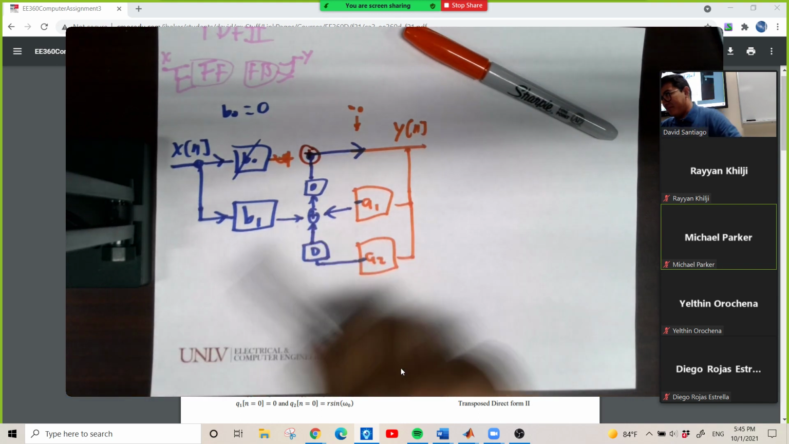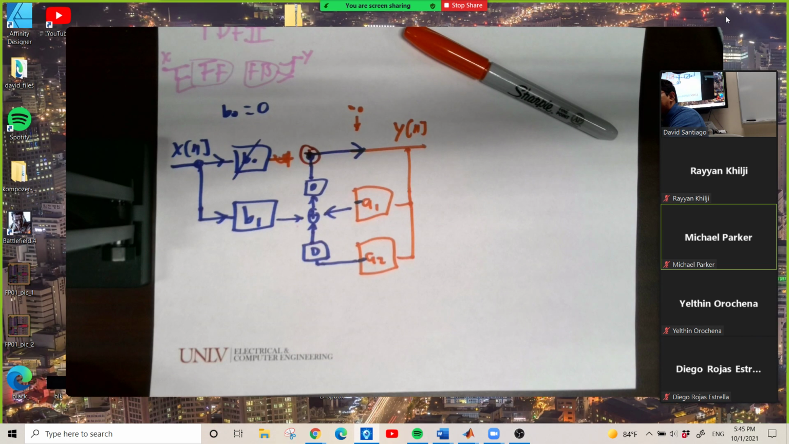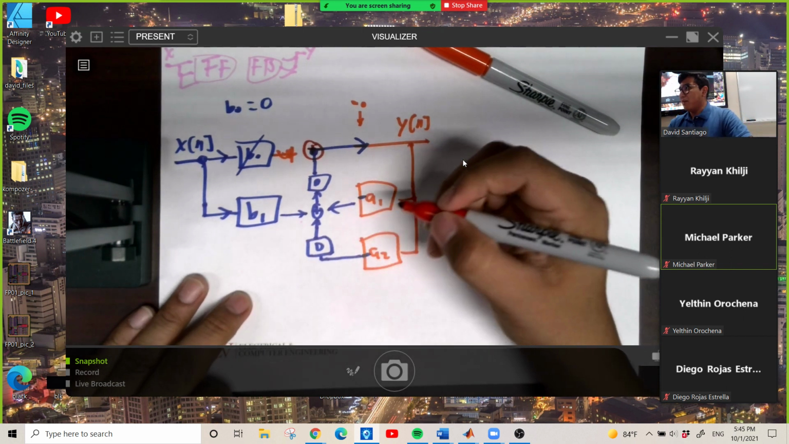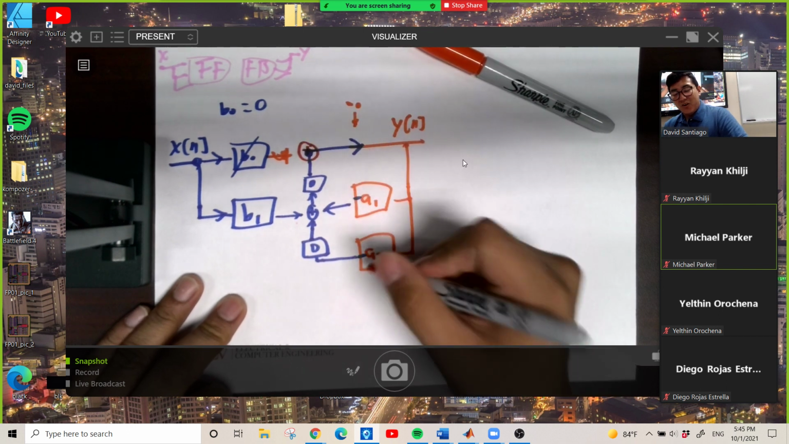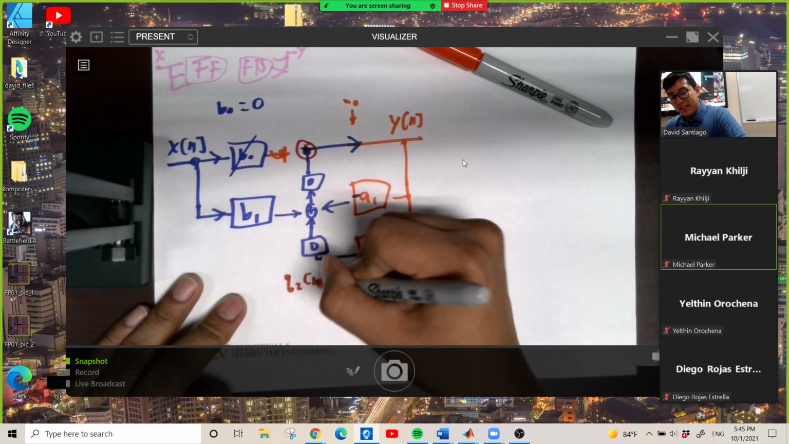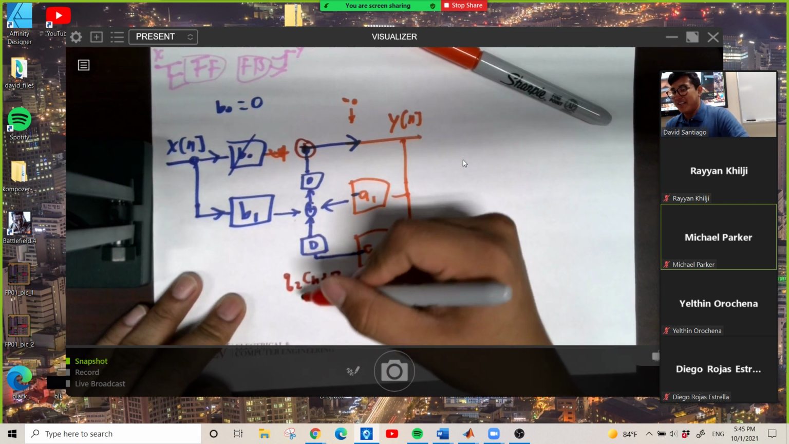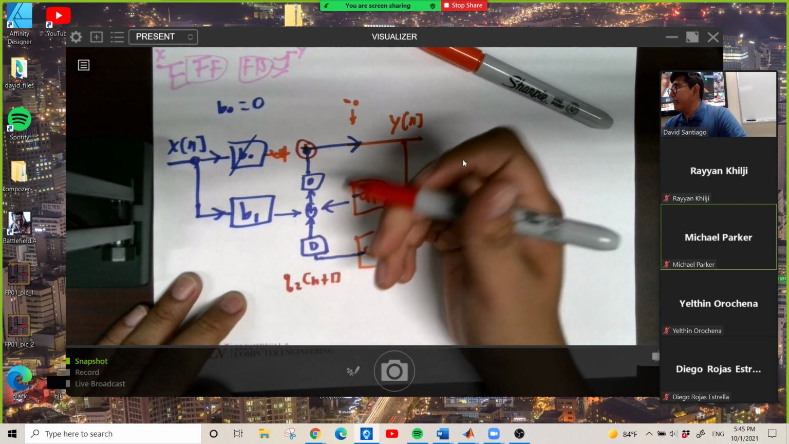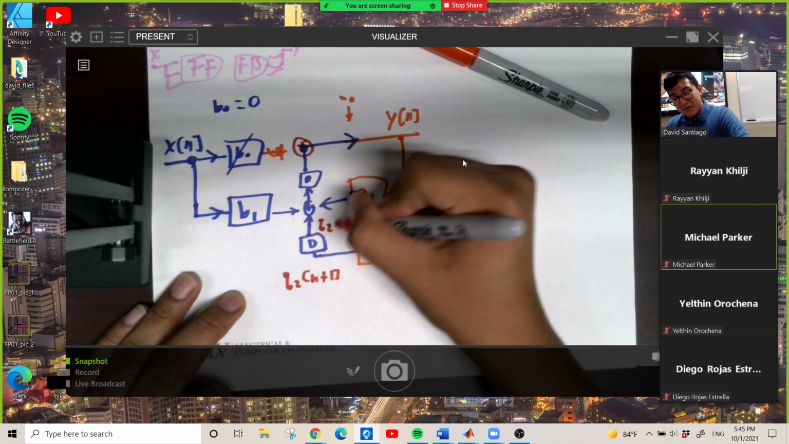So now you're asking about states. The assignment I labeled here is asking you to draw your block diagrams and generate your state equations for your direct form 2 and your transpose direct form 2. Remember how I told you how to do state space equations? I'm going to start on the bottom and call this node Q2 of n plus 1. We're about to implement the state space equations. What happens when Q2 goes through the delay block? Q2 of n.